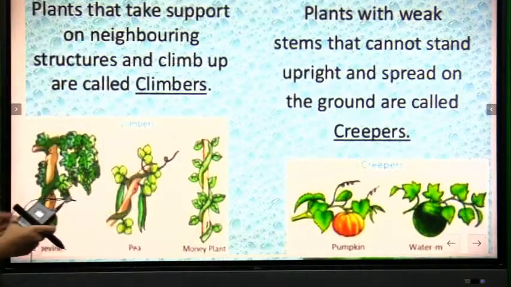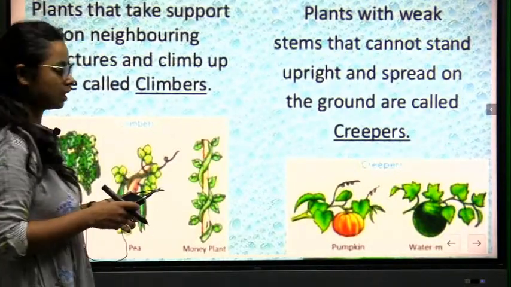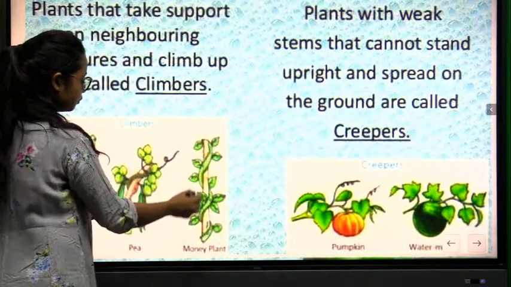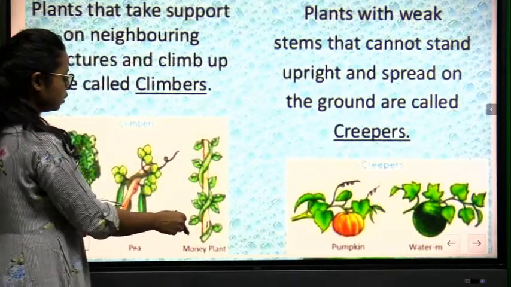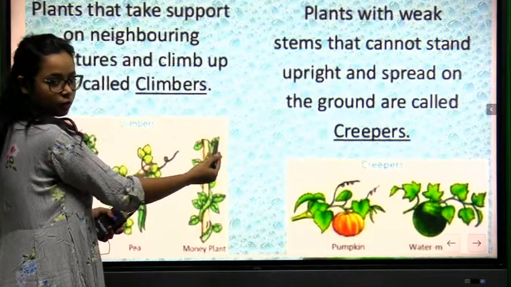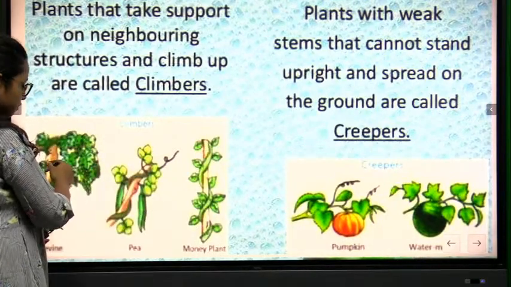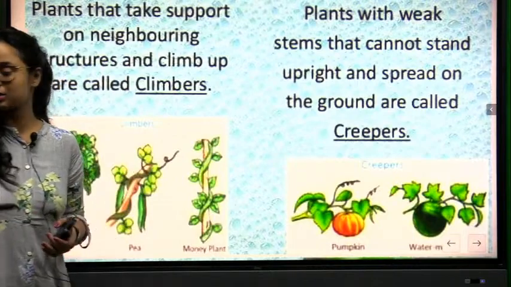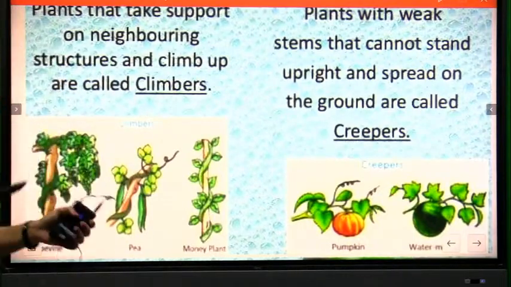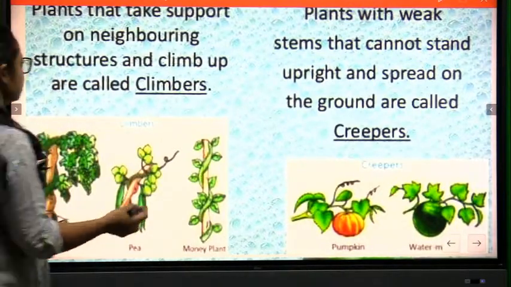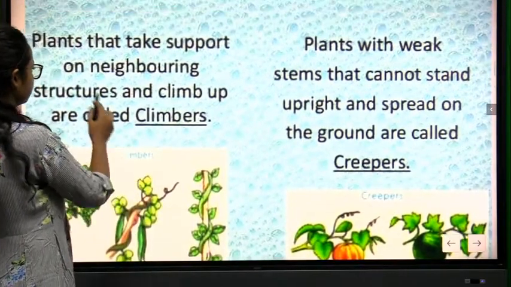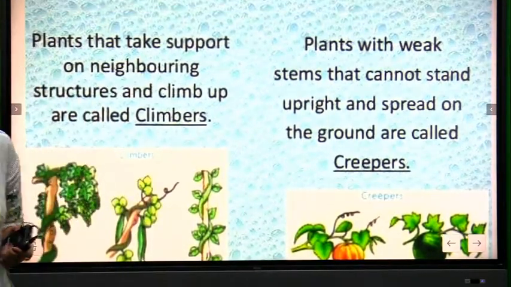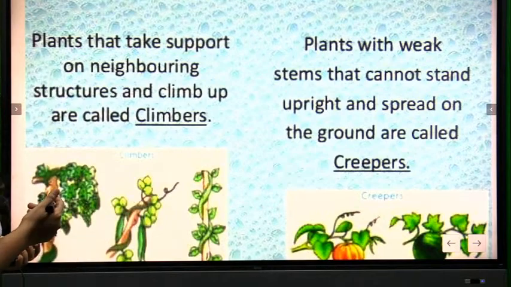Now what are climbers? Climbers take the support of the neighbor. For example, this stick. If we put this stick in the soil, what will they do? They will start growing on this stick. If there is a supporting wall, they will start growing on that wall. So they take support of the neighbor. They take the support of anything to grow on. So they are climbers.